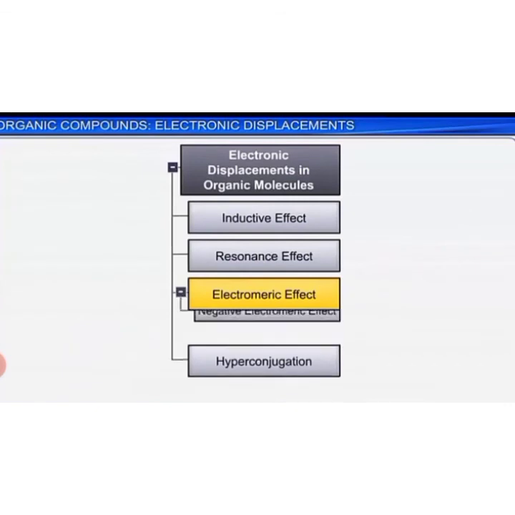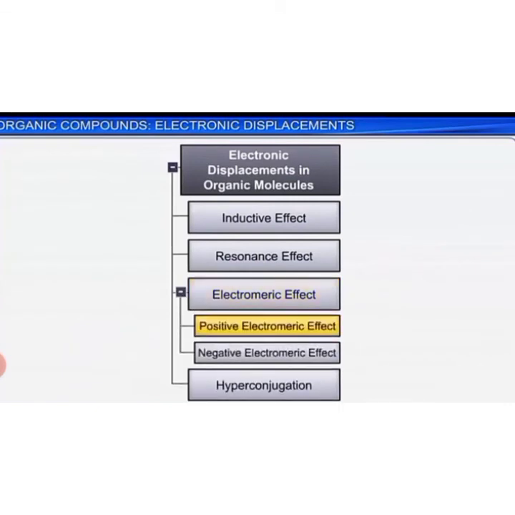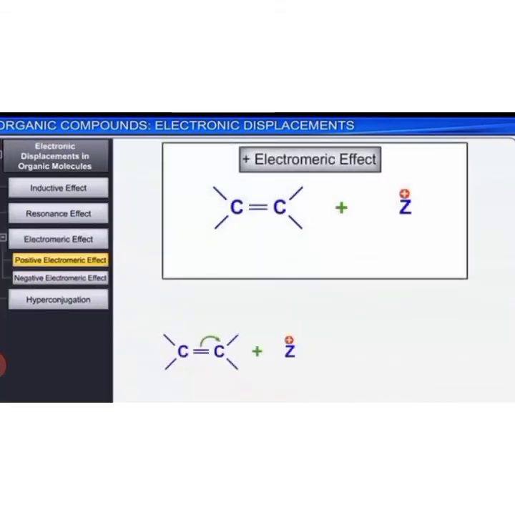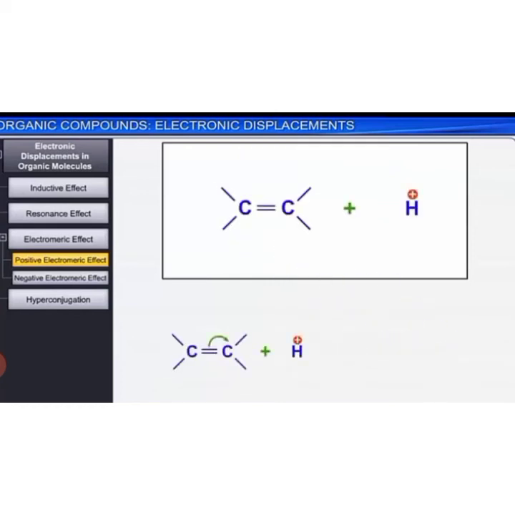There are two types of electromagnetic effects, positive and negative. In the positive electromagnetic effect, the pi electrons of the multiple bond are transferred to that atom to which the attacking reagent is bonded. For example, in the addition of acids to alkenes, the pi electrons of the double bond are transferred to that carbon to which the attacking reagent is bonded.